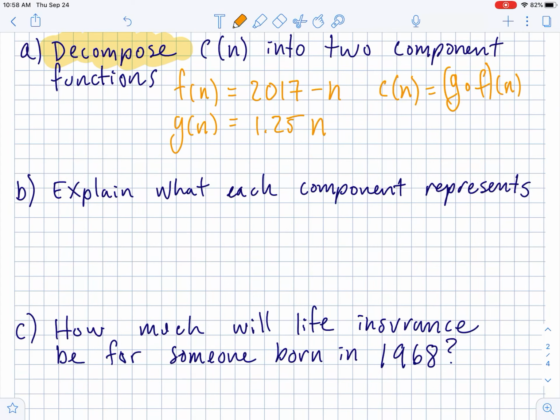Explain what each component represents. Well, f of n represents somebody's age. And g of n is $1.25 for every year you've been alive. Is that the right way to say that? Yeah.